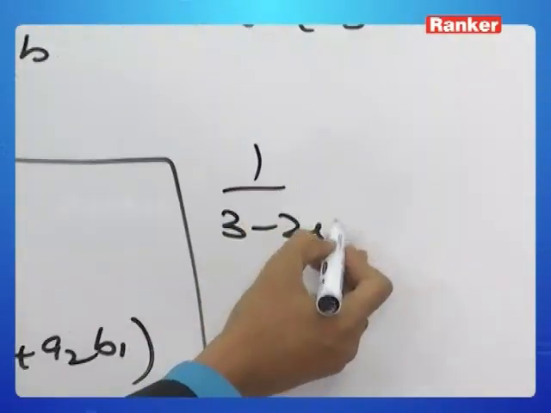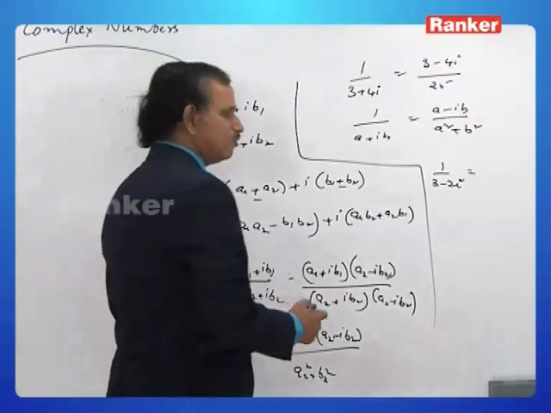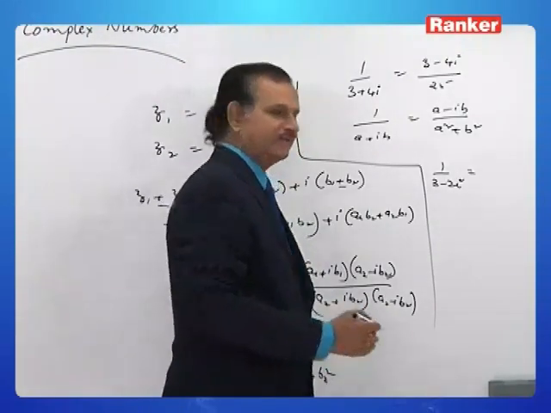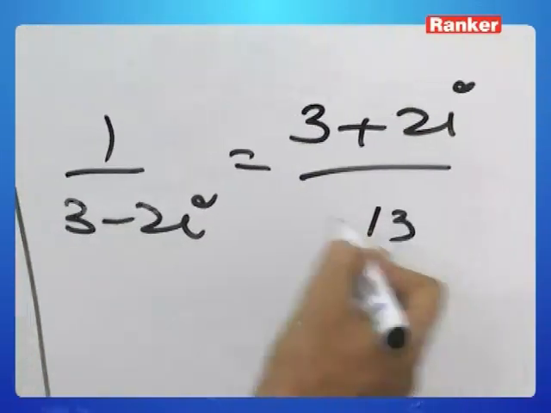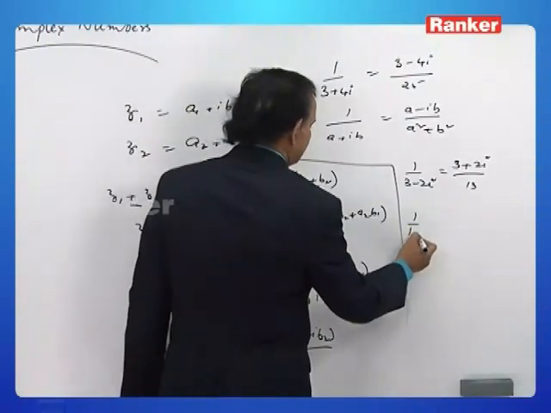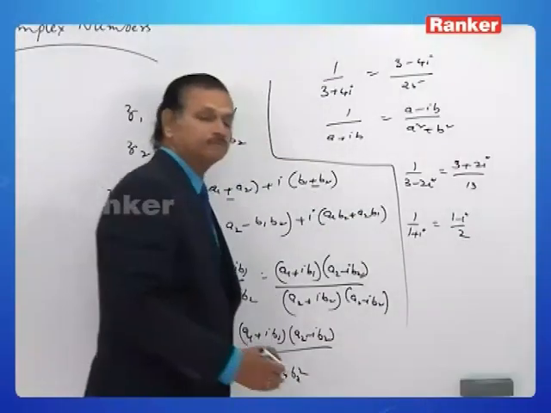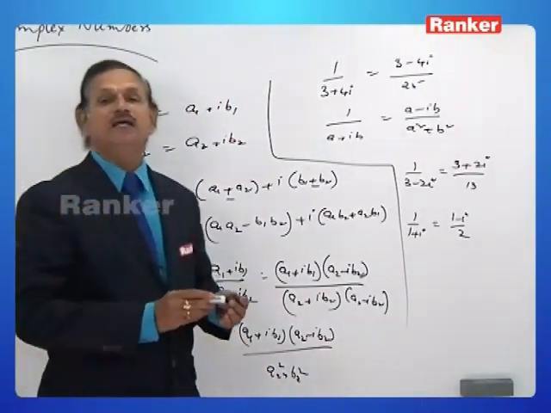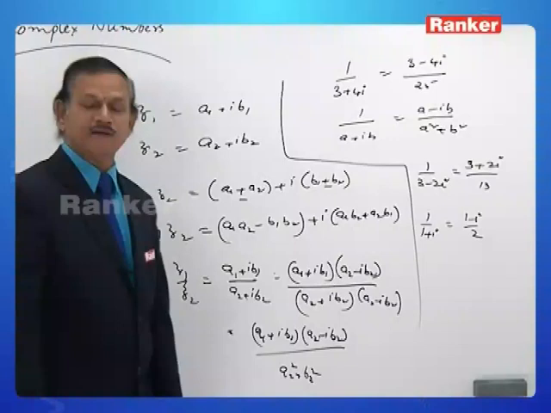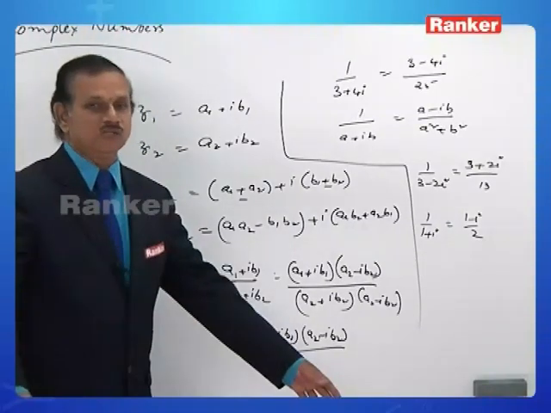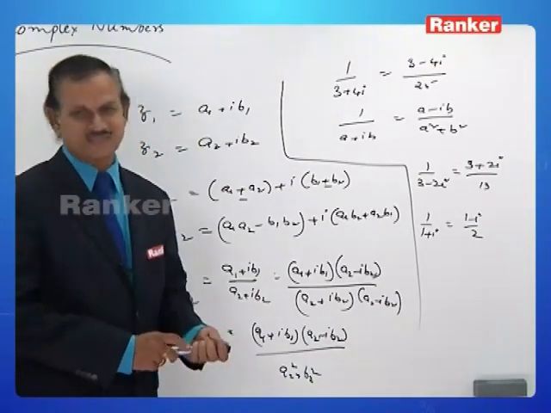1 by 3 minus 2i. If it is there, what can you have? What will be the numerator? We generally multiply with 3 plus 2i. Therefore, 3 plus 2i by 9 plus 4, 13. 1 by 1 plus i. What is that? 1 minus i by a square plus b square, which is 1 minus i by 2. Likewise, we recall the usage of usual arithmetic operations in general using the complex number system.